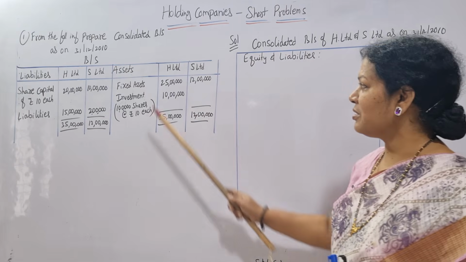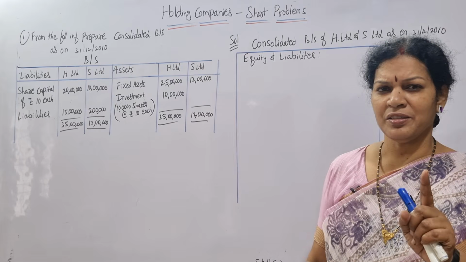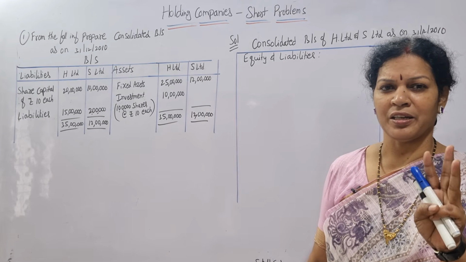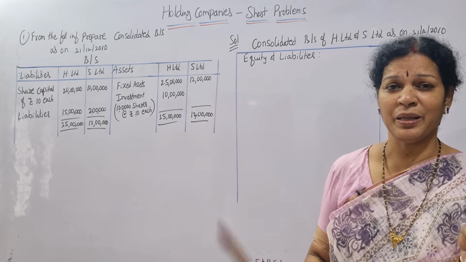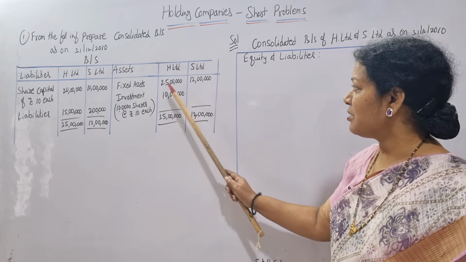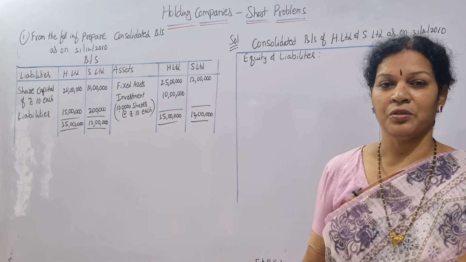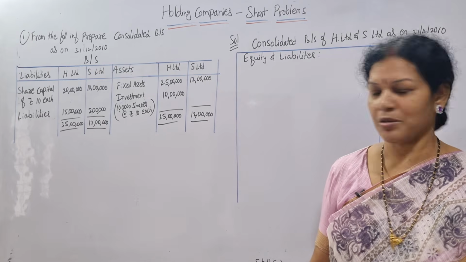What is given to us on the asset side? Fixed assets. I told you: current assets, fixed assets and current liabilities, these three things we simply add up and write on the consolidated balance sheet. Now fixed assets are 25 lakh and 12 lakh. Both will be added and shown in the consolidated balance sheet under the assets column.